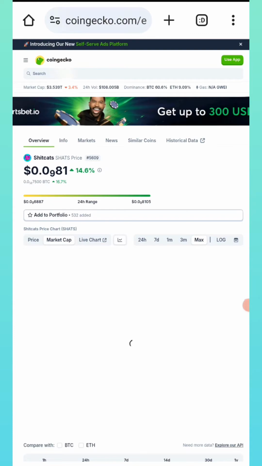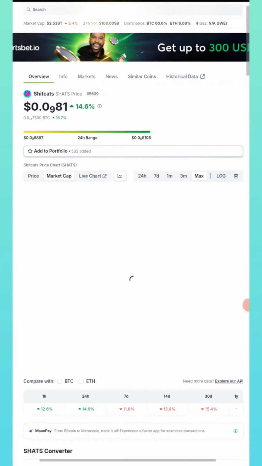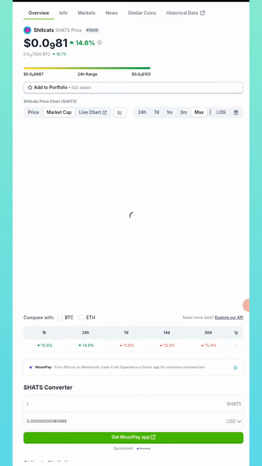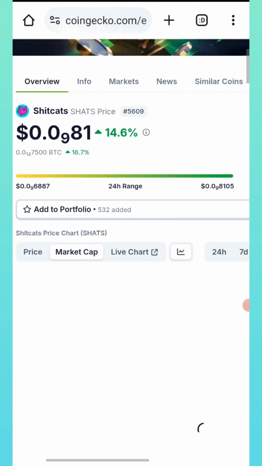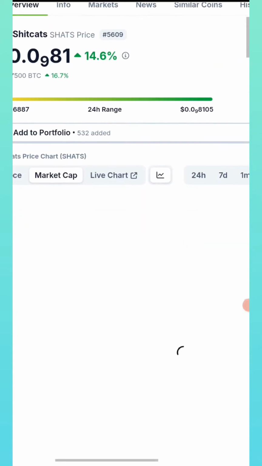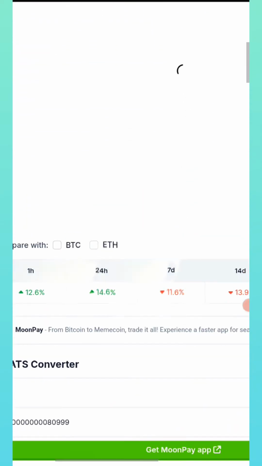As you can see, there are several options here. You can see information about the coin. You can see the market. You can see the news. You can see similar coins. You can also see the historical data of the coin. And also, here you can see the live charts of the coin. If you want to know how the coin is moving or how the coin is doing, you can see that also from here.